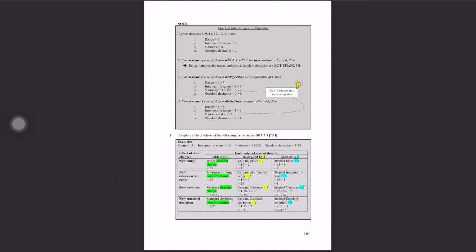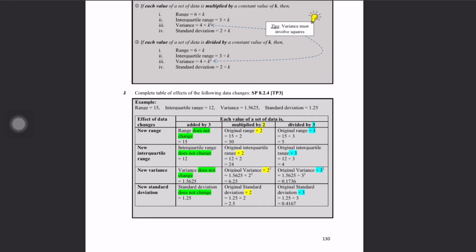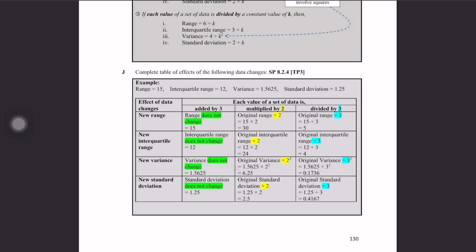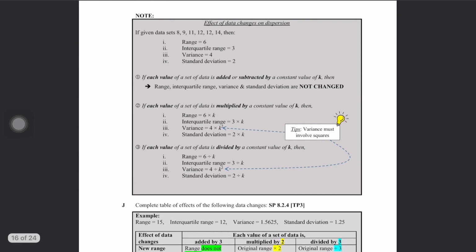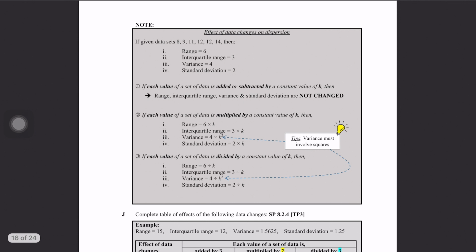Welcome back to our class. Today we're going to continue our lesson with learning standard 8.2.4. I hope you don't have any problem from the previous subtopic. If you do, please let me know, and you can ask me any question in the group. So let's look at the notes.